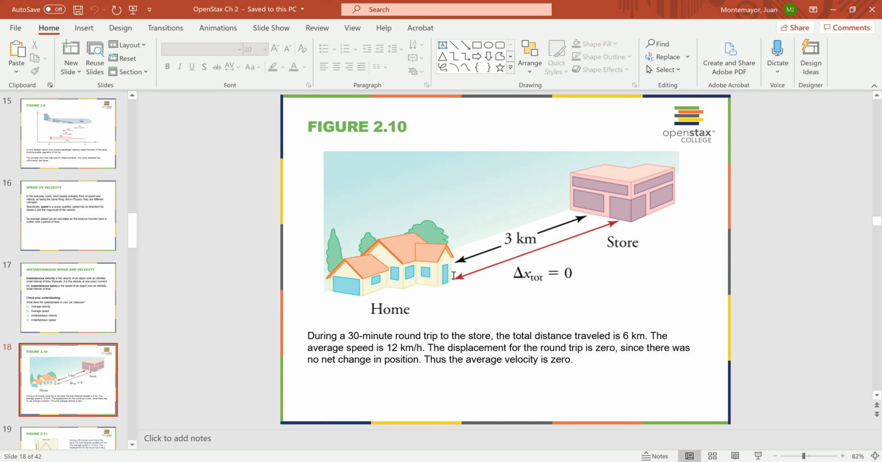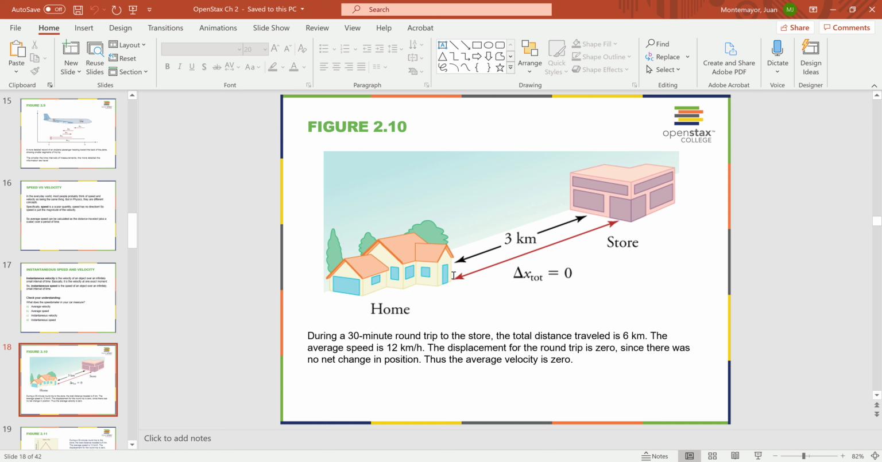Now, if I was asking, what is the displacement from home to store, then yes, the displacement would be 3 kilometers. But we're talking about a round trip. If it's a round trip, we're going back to our initial position. So that means that our initial was 0 and our final was 0 because we didn't account for anything in between. So our displacement is 0.